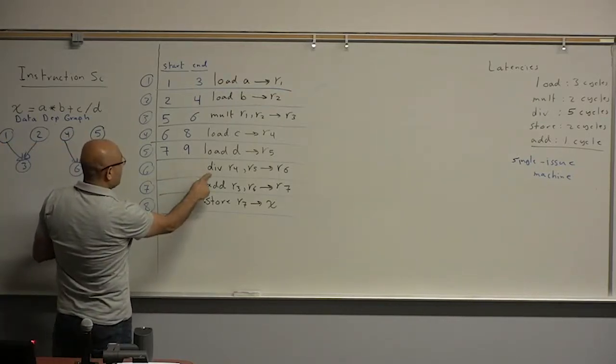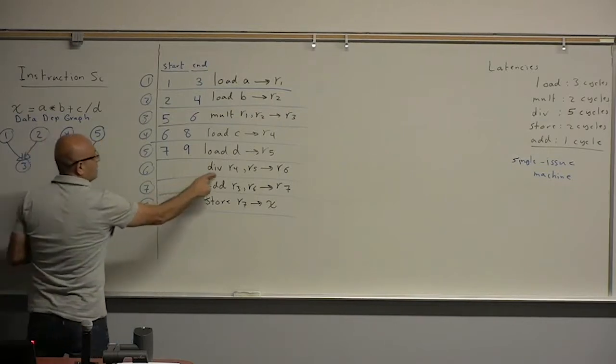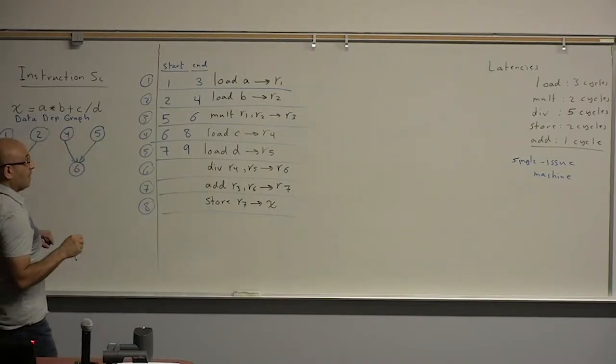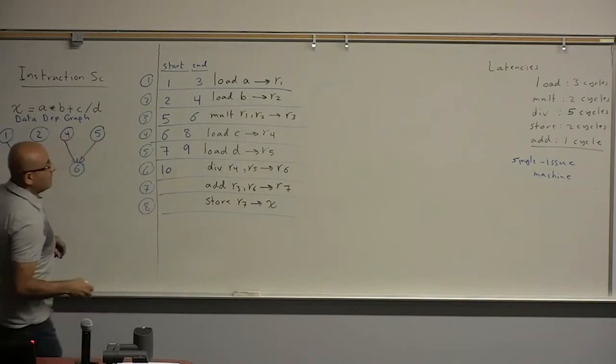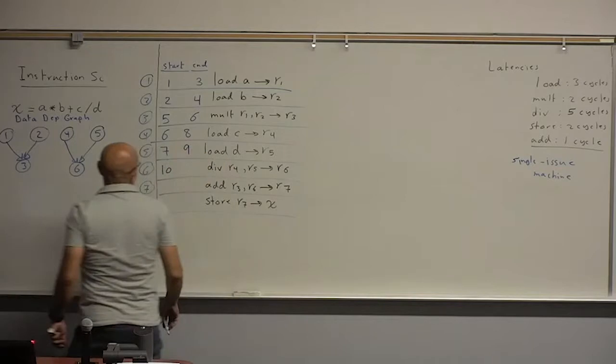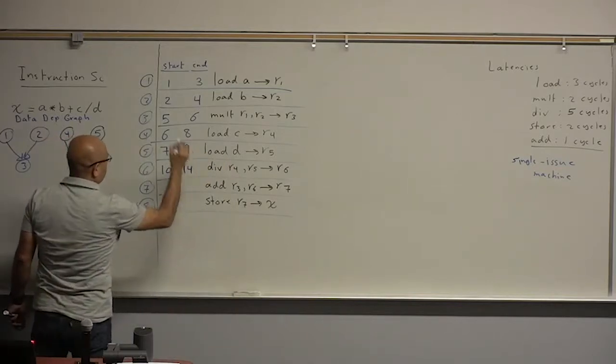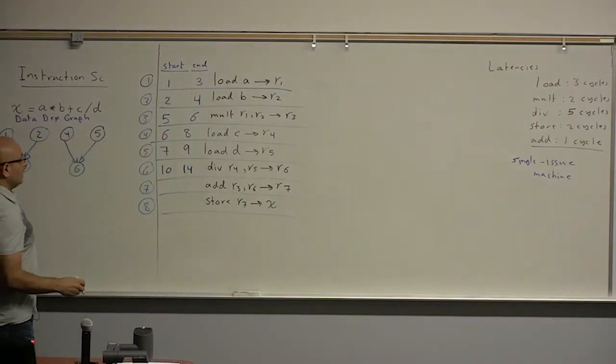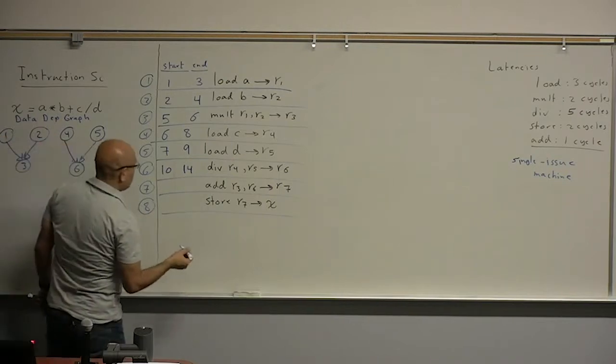So the divide is dependent. So what should be the starting cycle for the divide? 10. Then the divide takes 5, so it's going to be 10 to 14. Okay? 10, 11, 12, 13, 14.